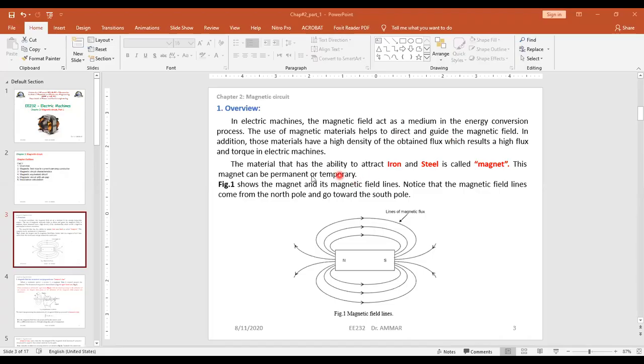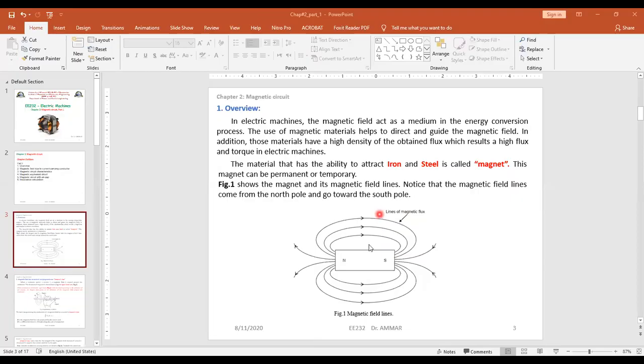Now let's talk about the magnets. The magnets are materials that can attract iron or steel. You know the difference between iron and steel. Steel, هو الفولاذ, is iron with some carbon or something like this. So the materials that have the ability to attract iron or steel we call a magnet, or a permanent magnet, as you see here in figure number 1.